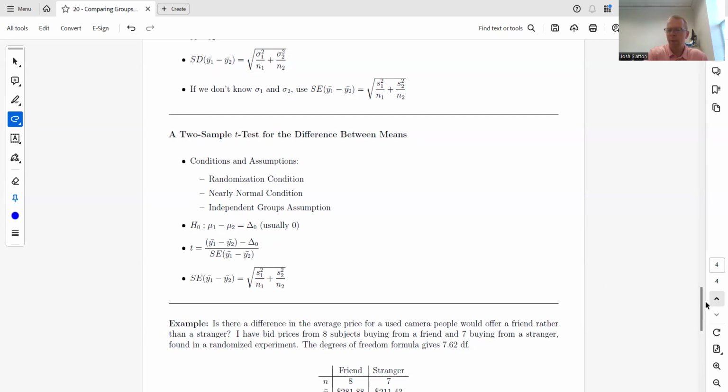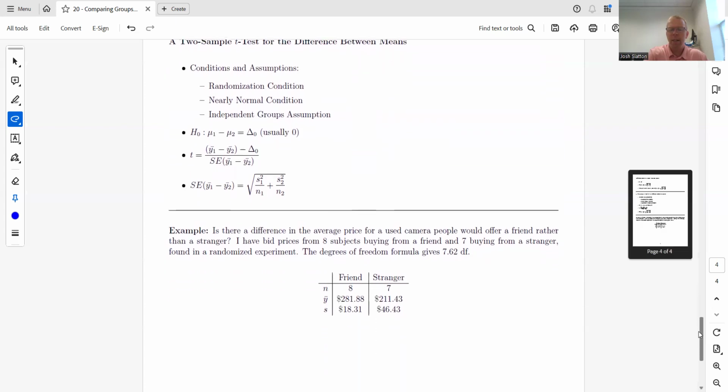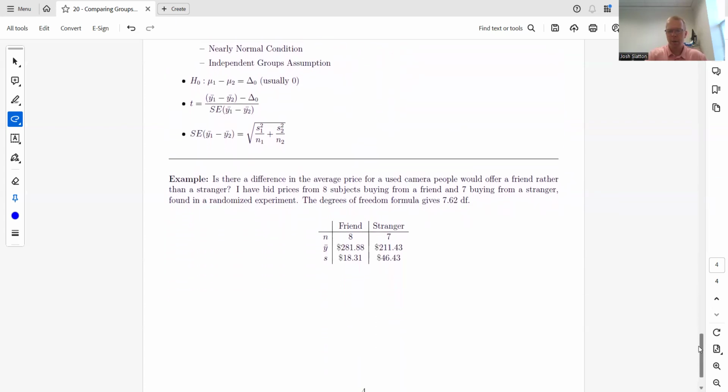So those are the basic formulas, the basic idea, and you'll see that this follows very similarly to how it is with just one mean.